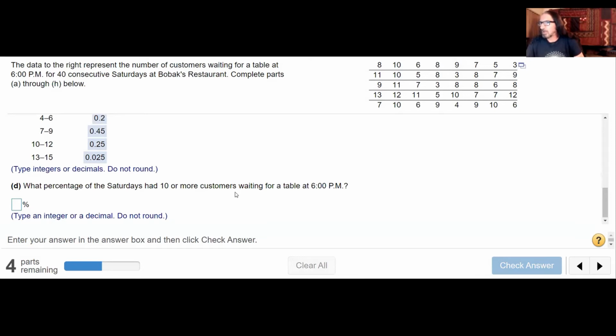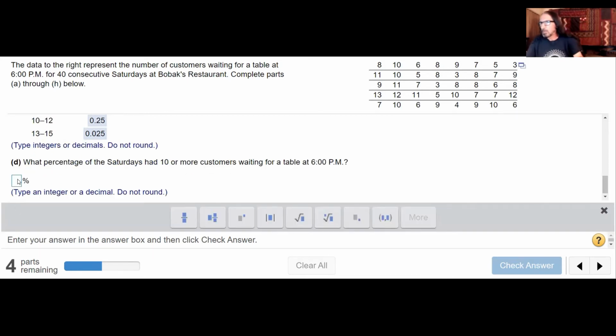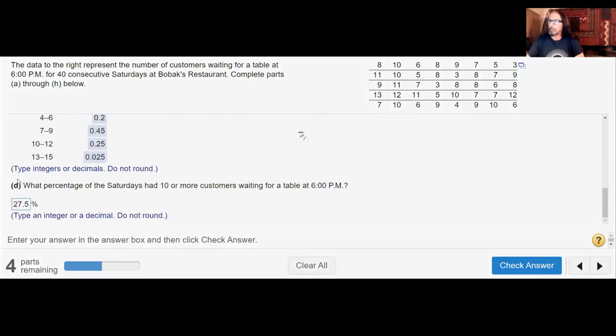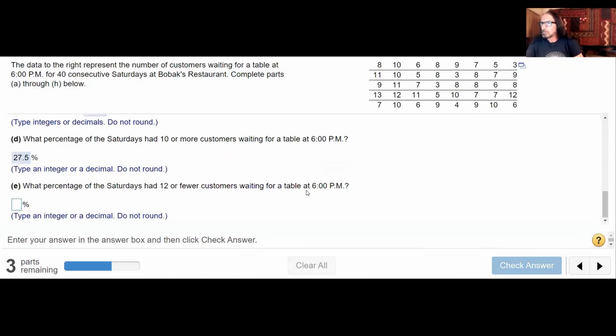This part is just reading off one of the relative frequencies that we just found. Oh, I'm sorry, that's not the case. 10 or more, they don't want exactly 10. They don't want just 10 to 12. They want 10 or more. So that's going to include the total of the 10 to 12 group and the 13 to 15 group, for a total of 0.275. Convert that to a percent, 27.5%.